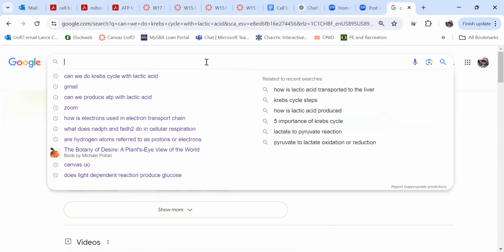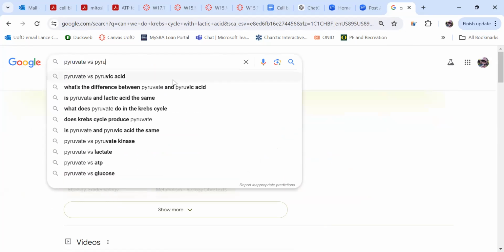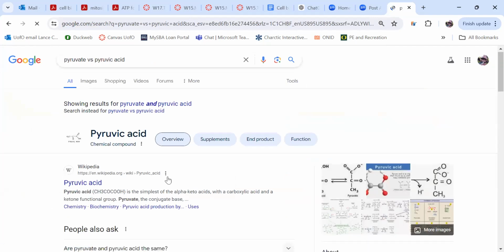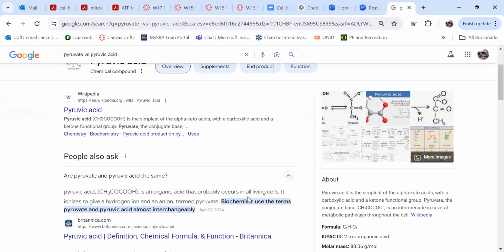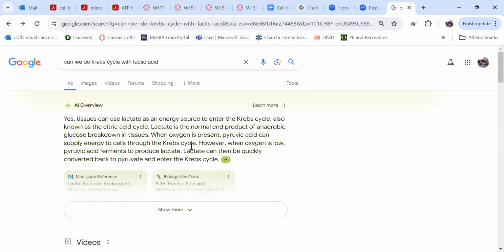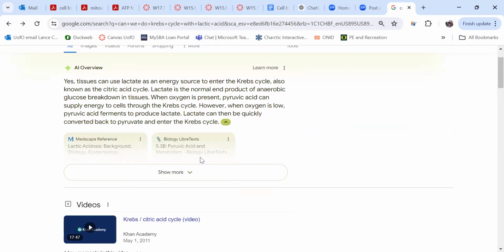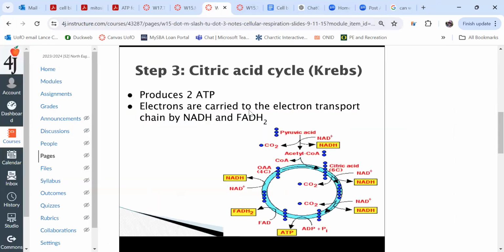Okay, so what's the difference between pyruvate versus pyruvic acid? Is it the same? Hmm. Yeah, pyruvate and pyruvic acid are used almost interchangeably. Okay, so I don't know anything. I guess you can still enter the Krebs cycle with lactic acid. I feel like there's just more I need to dig into about this, and I could go for hours just researching.